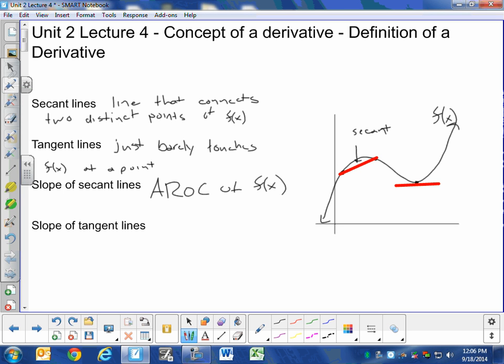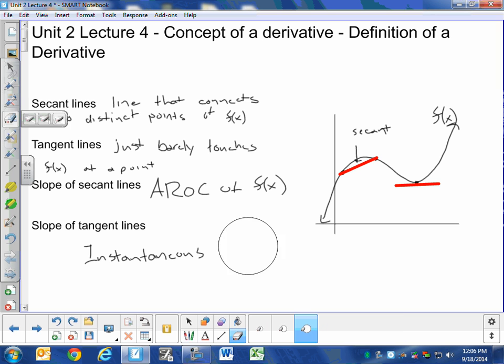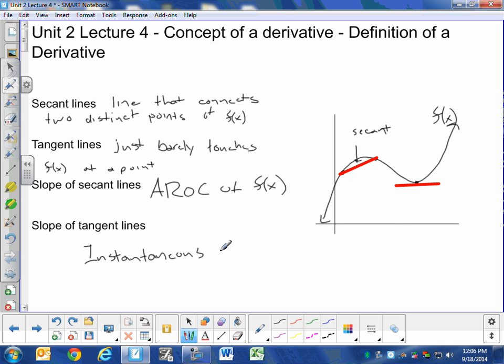Now, what would the slope of the tangent line represent? Exactly. It would represent the exact rate of change. But instead of saying exact, we say it's the instantaneous rate of change. I'll just say instantaneous ROC of f of x.